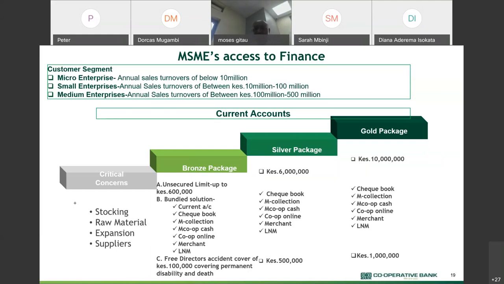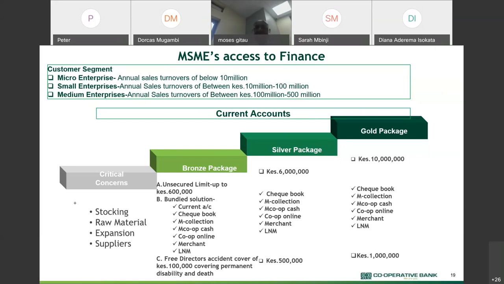Let me unpack what comes with each package. Each and every MSME customer will have basic needs for financing. The first need is working capital, the day-to-day running of your business. This is where I want to purchase stock, buy raw materials if I'm a manufacturer, or do expansion, maybe into the factory or the hospital. I want to pay my supplier so that they keep supplying to me, and I want to pay salaries. Those are the normal daily working capital requirements for an MSME.